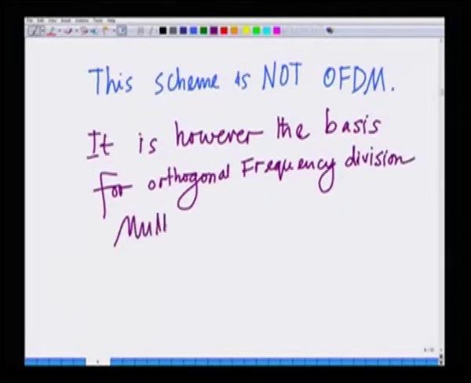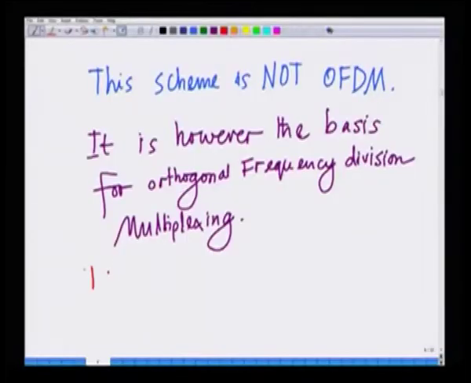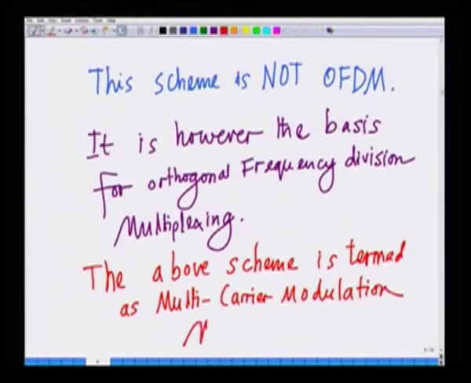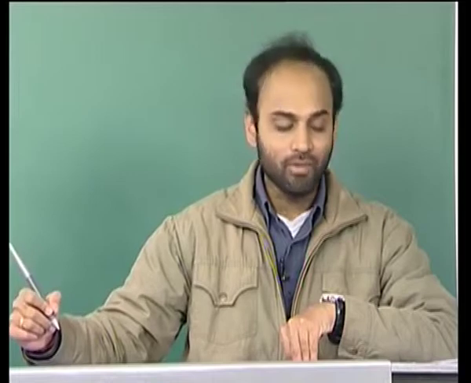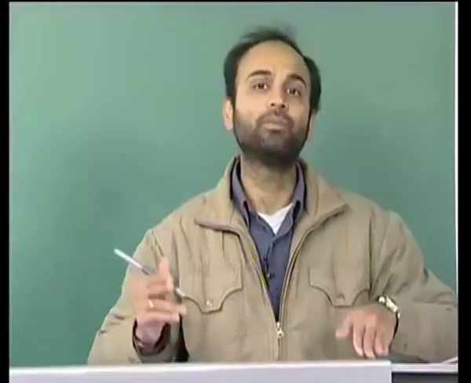It is, however, the basis for orthogonal frequency division multiplexing, that is OFDM, and this scheme has a name. We are using multiple subcarriers for information stream modulation. This is termed multi-carrier modulation, in short abbreviated as MCM, which stands for multi-carrier modulation. Okay. Now, also observe that the rectangular detection window is n over b.